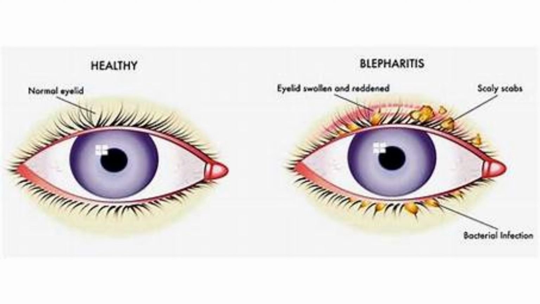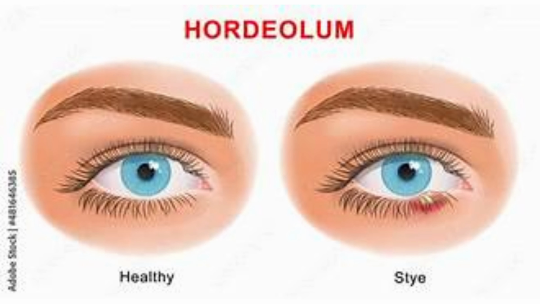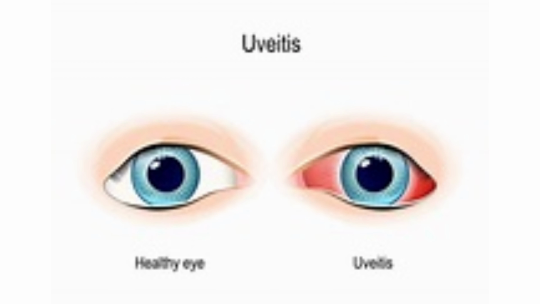Blepharitis. Blepharitis is the inflammation of the eyelid margins, often caused by bacterial infection or skin conditions. It can cause redness, irritation, and crusting of the eyelids. Sty, or hordeolum. A sty is an infection of an oil gland in the eyelid, resulting in a red, swollen, and painful bump on the eyelid.